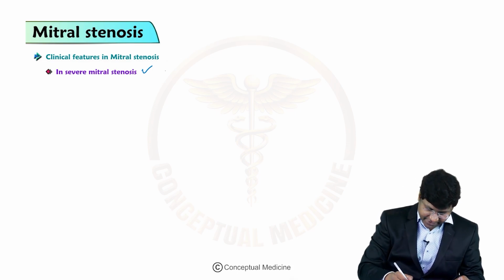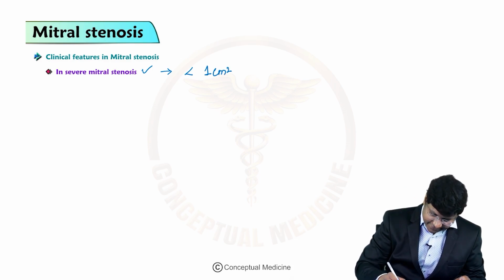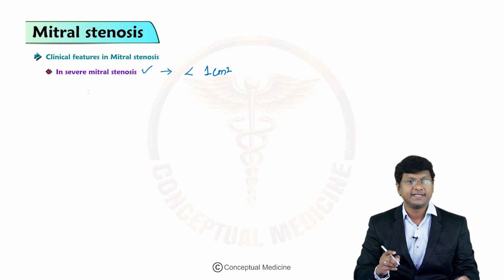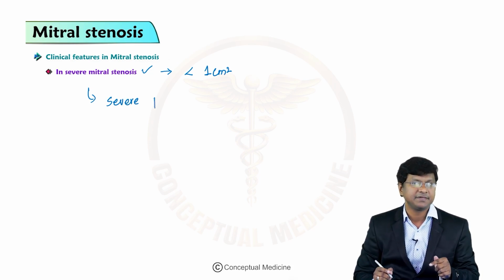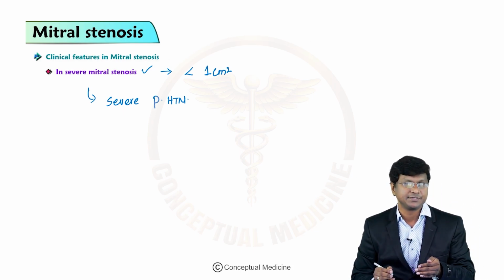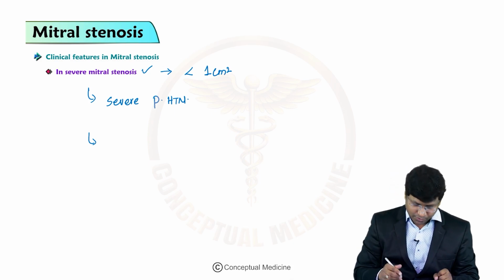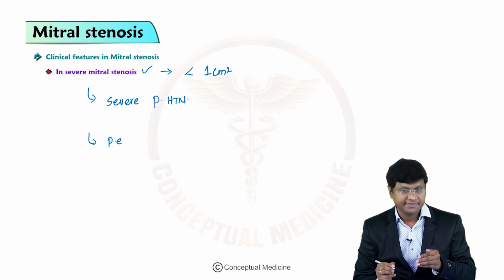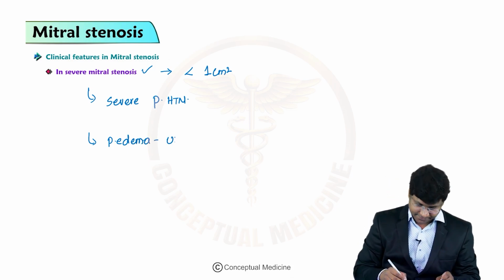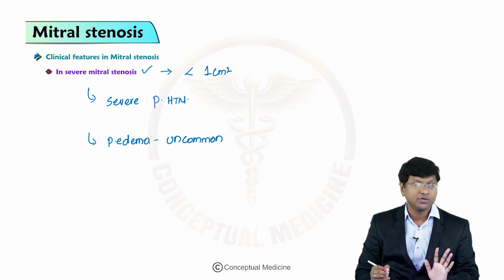Okay, next you see patients with severe mitral stenosis. In severe mitral stenosis, the valve area will be less than 1 centimeter square. These patients develop severe pulmonary hypertension, and that is secondary to severe mitral stenosis. So in this condition, pulmonary edema is uncommon in severe mitral stenosis.